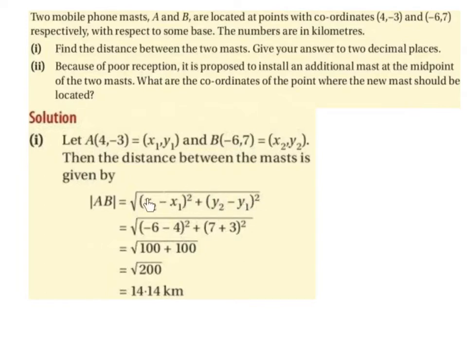So swap the x2 for -6, the x1 for 4, don't forget the minus in front. We swap the y2 for 7, and the y1 we swap for -3, but since there was already a minus in the formula, -3 becomes +3.